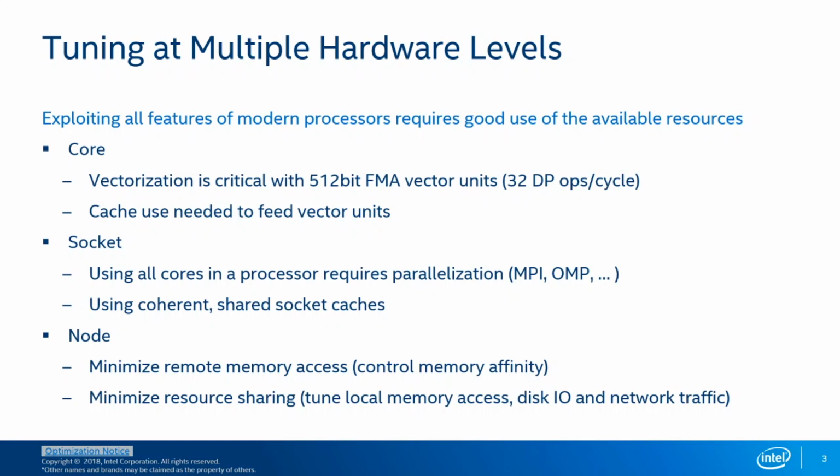So for example, within a core, we have parallelism in terms of vectorization, where a single vector instruction will do multiple operations in a single cycle. We have parallelism within a socket by having many cores on a single socket, and we have parallelism within a node by having multiple sockets on a single node. We also have parallelism on a cluster level, but this talk is not going to be focusing on that.